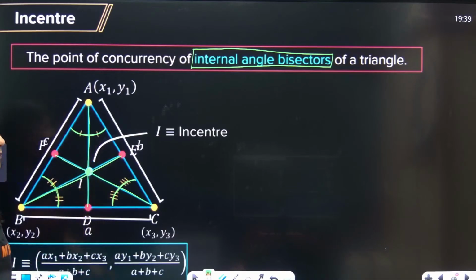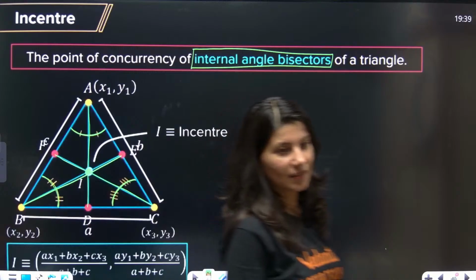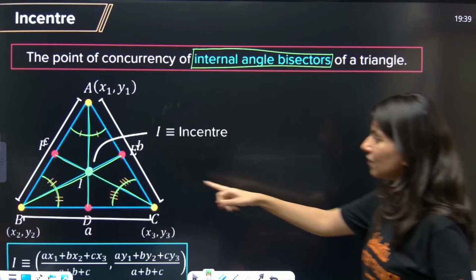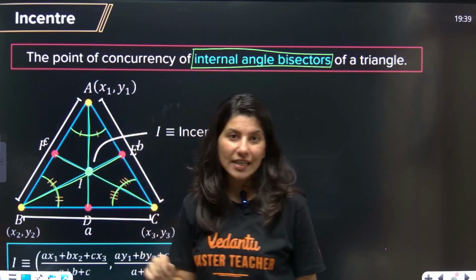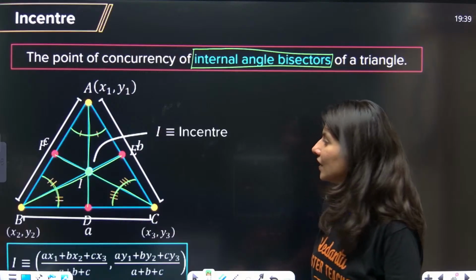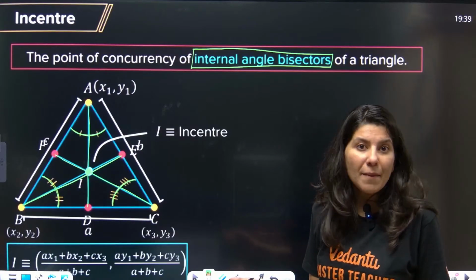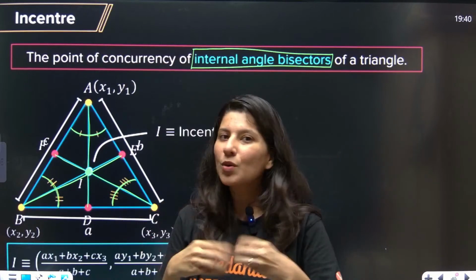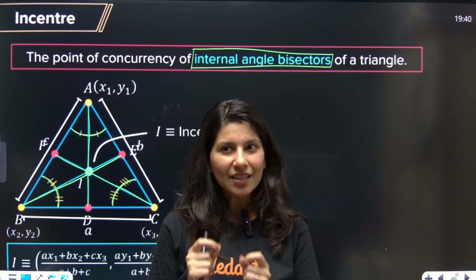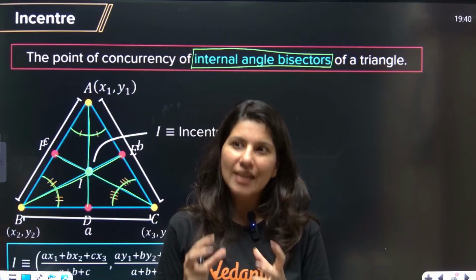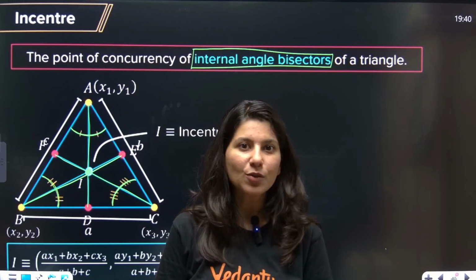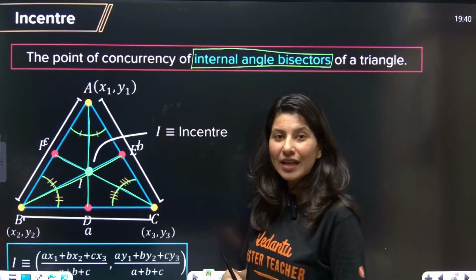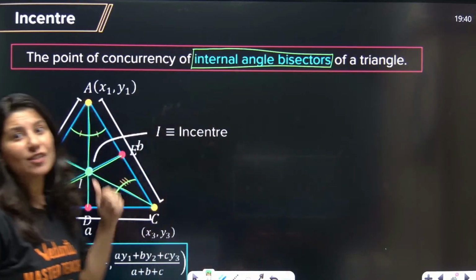Now this is the point of concurrency of all the internal angle bisectors. Now, what is the formula? How to calculate it? Unlike the centroid, which is the easiest to calculate, the in-center will require some calculation. First, you have to calculate the sides of a triangle.